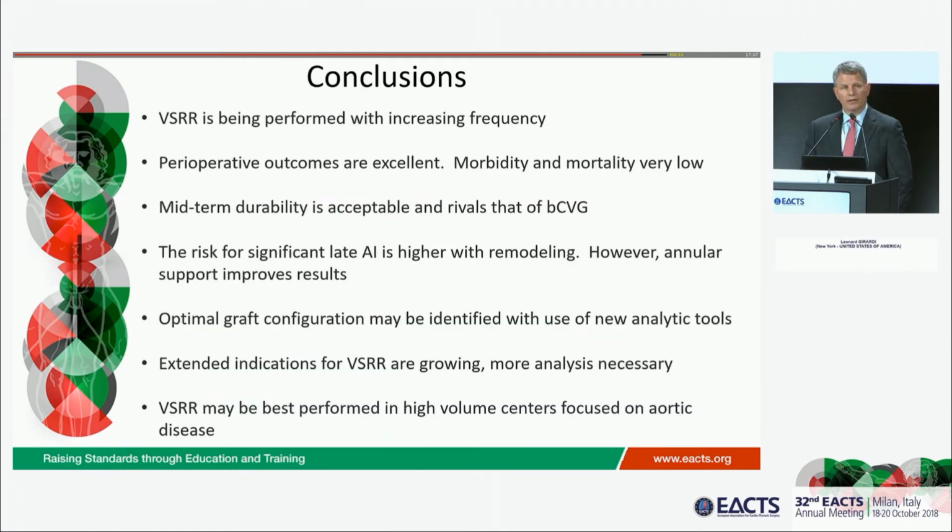So in conclusion, valve sparing is certainly being performed with increasing frequency, and the perioperative outcomes are excellent. So it is a safe procedure with very low morbidity and mortality. The midterm durability at 5 and 10 years appears to be pretty good and certainly rivals that of a biological composite. More data will need to be collected over time. The risk for significant AI without stabilization of the annulus is higher after remodeling, but if you use annular stabilization, the curves seem to be pretty close. But the optimal graft configuration has yet to be identified, straight tube versus Valsalva graft. New analytics will allow us to figure that out over time. The extended indications for valve sparing are growing. Again, more analysis and greater numbers of patients will be necessary, and I think we do have to consider trying to cohort these patients into places that do it often and do it well.